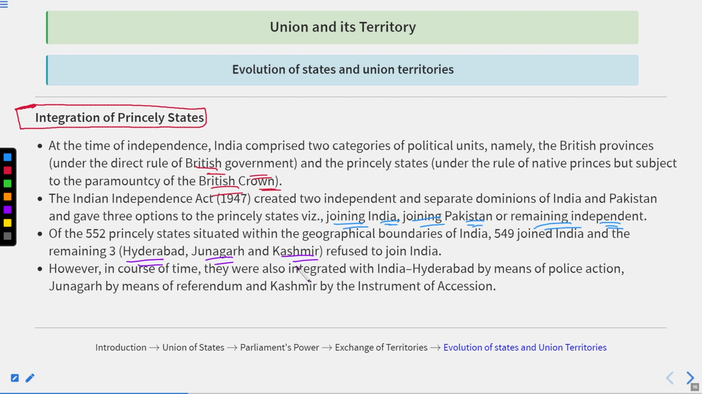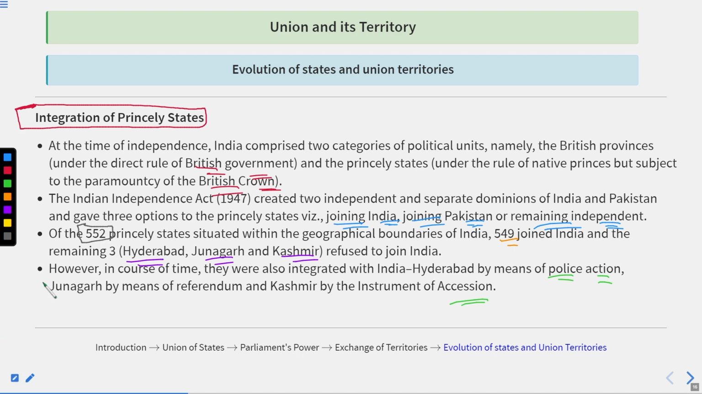All right. So we could say that when India got independence, there were a total of 552 princely states. Out of these, 549 joined India, and the remaining three, Hyderabad, Junagadh, and Kashmir, refused to join India. However, in the course of time, they were also integrated with India. Hyderabad was merged by police action, Junagadh by means of referendum, and Kashmir by the instrument of accession. All right. So these are the three reasons.